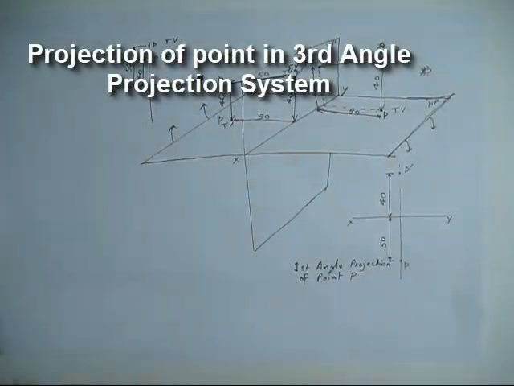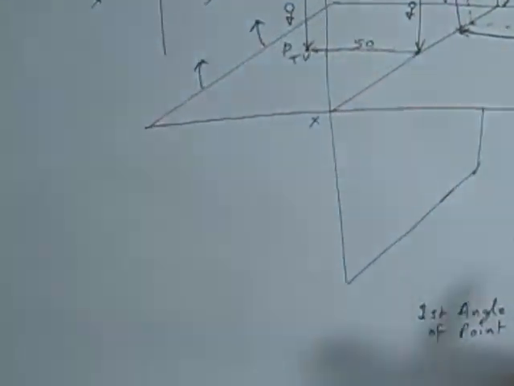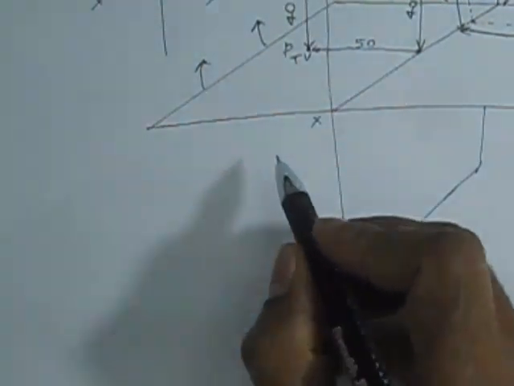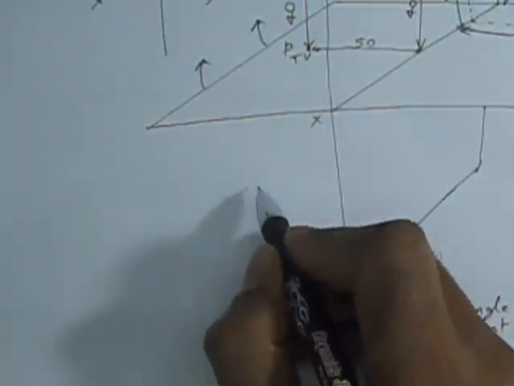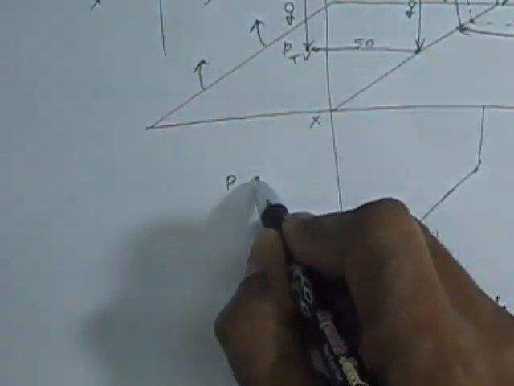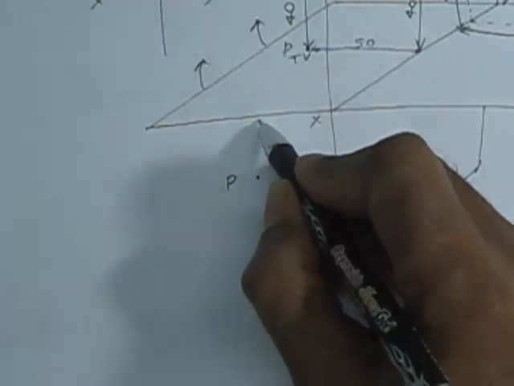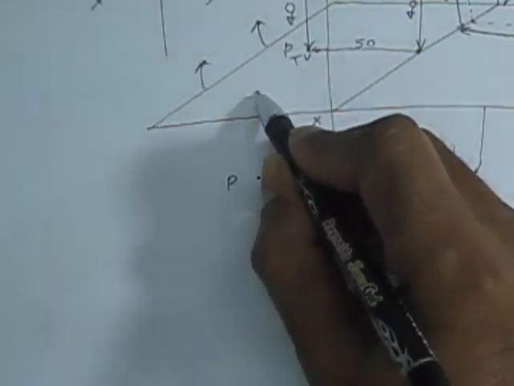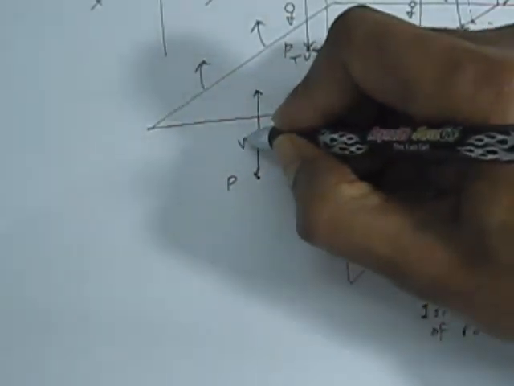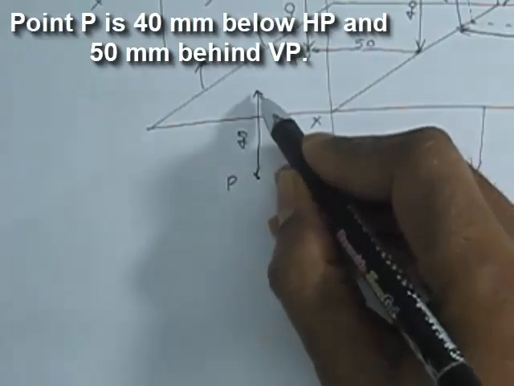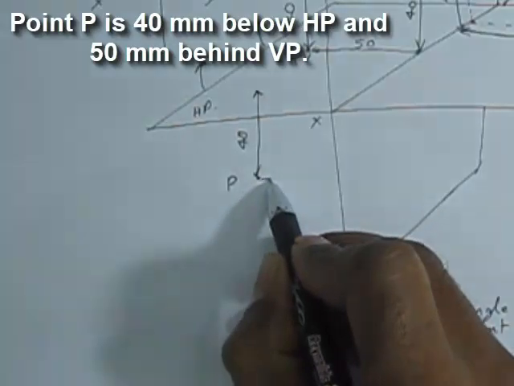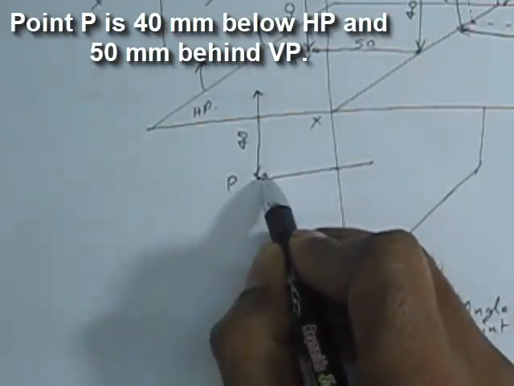Now let us see how a point is projected in the third angle projection system. So now in this case the point is situated in the third quadrant. That means behind the VP and below the HP. So point P is 40 mm below HP and 50 mm behind VP.